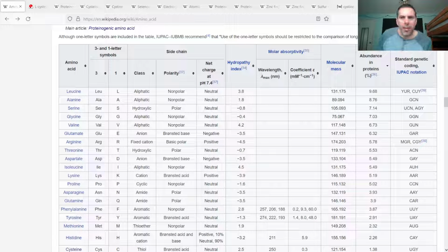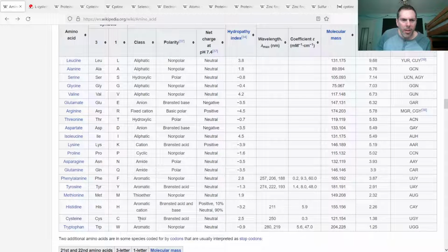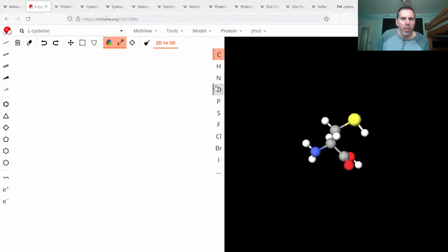Cysteine is the next amino acid on the list. You can see it at the bottom here. It is another amino acid with sulfur, so it's a thiol group here. And it's only 1.38% abundance in this table. So I'll go ahead and draw it.